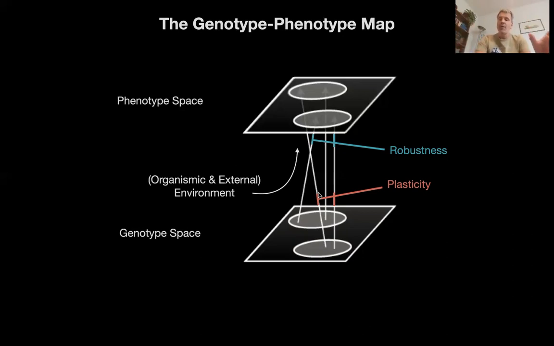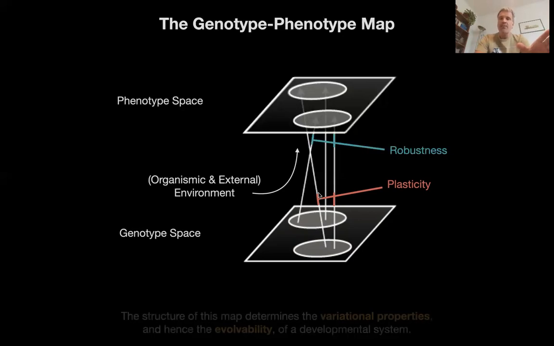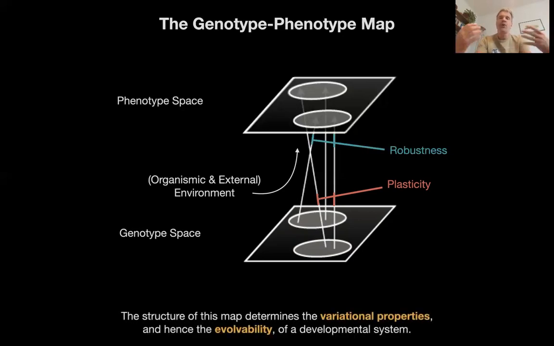Okay, so the central aspect of evo-devo, remember, if it is to be a mechanistic science like Günter Wagner writes, is to look at how variation is generated through development and how changes in developmental processes affect that variation that is available to selection. So the Genotype-Phenotype Map determines what we could call the variational properties, and through them, the evolvability, the potential to evolve of a developmental system and an organism.